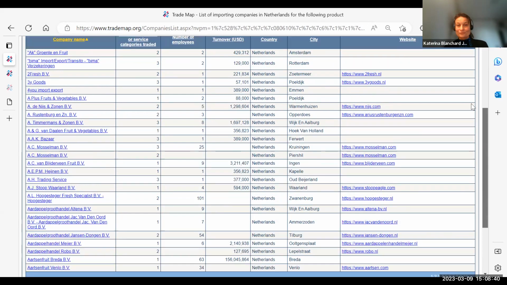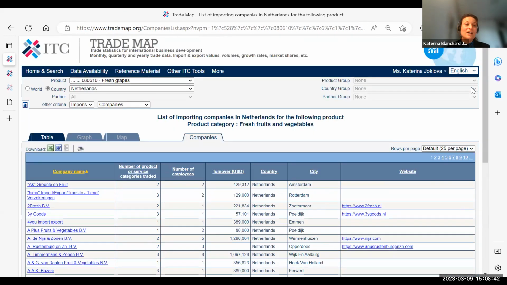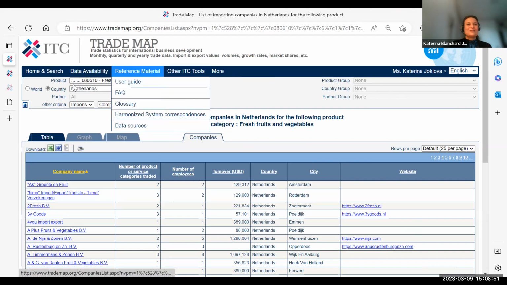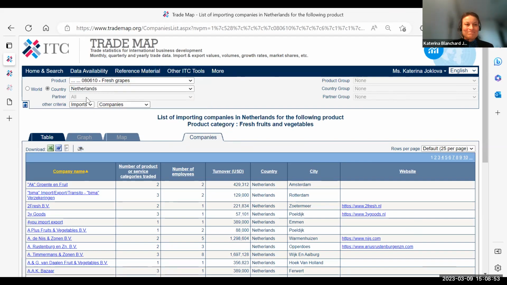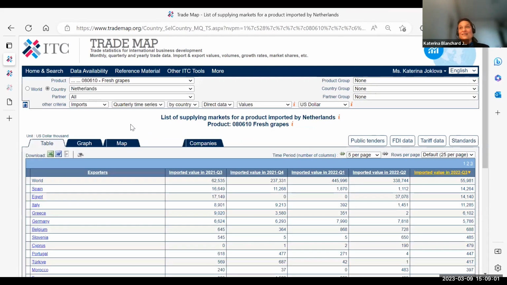TradeMap uses a lot of very useful data. It has many features, and we don't have time to go across everything. But for example, just to show you more, we can play around with quarterly time series to find out whether the trade in a certain product has a seasonal character. Obviously, in the case of fresh grapes, we would expect it to have a seasonal character.